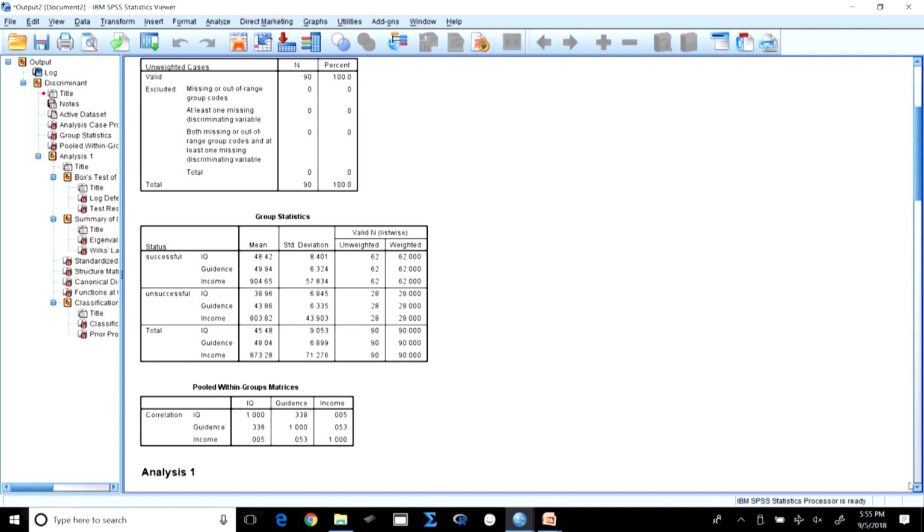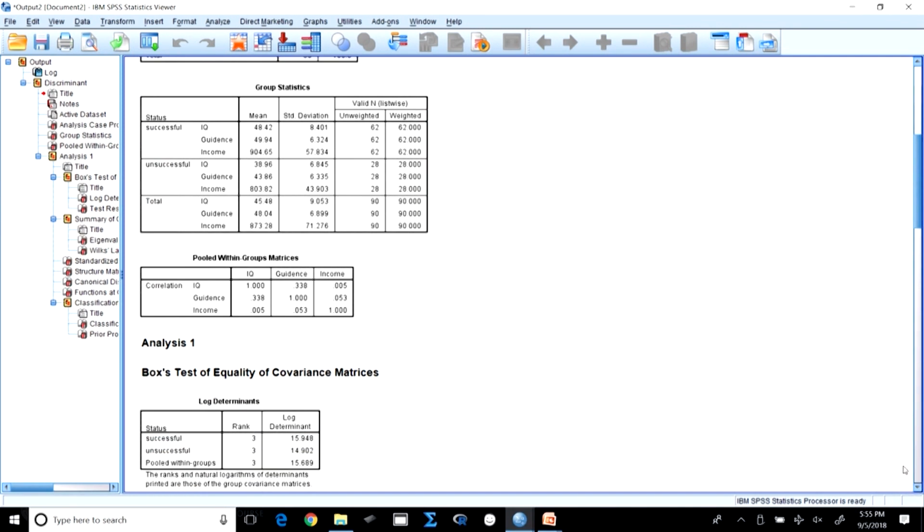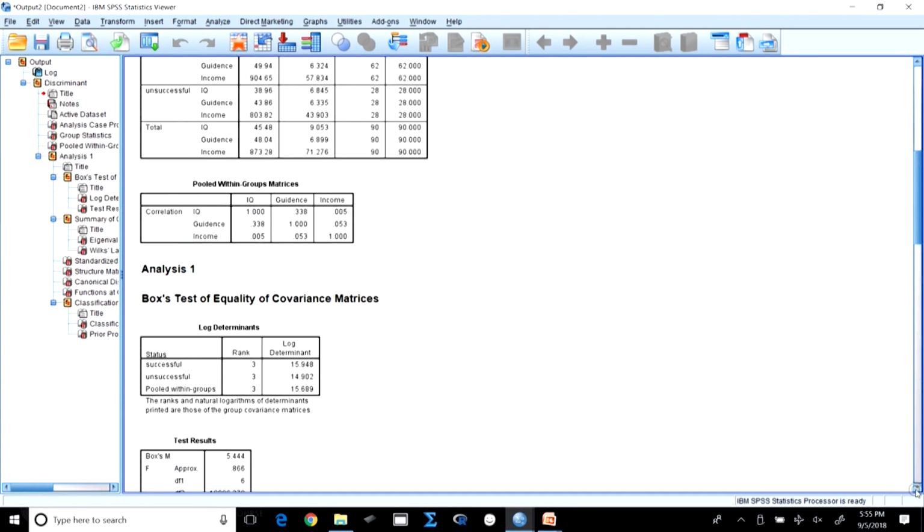Now, if you look at the correlation, the correlation between IQ and guidance is 0.338, IQ and income 0.005, and similarly between guidance and income is 0.053. So, the strongest correlation we find is between IQ and guidance. Now, let us go down.